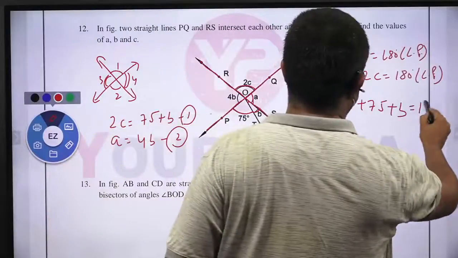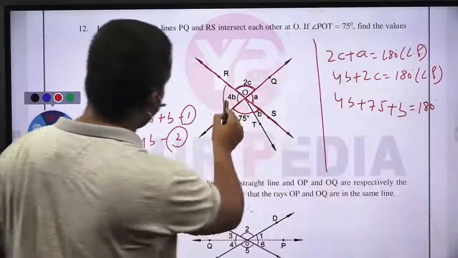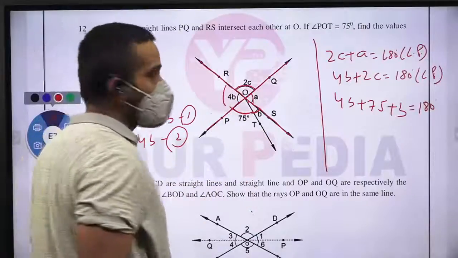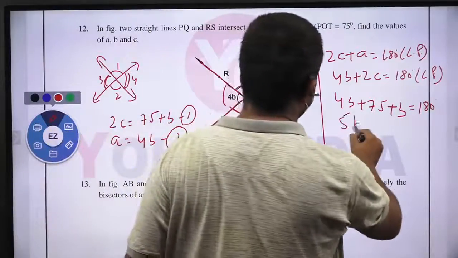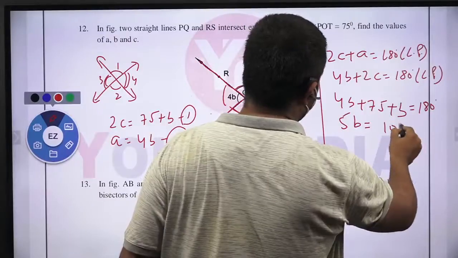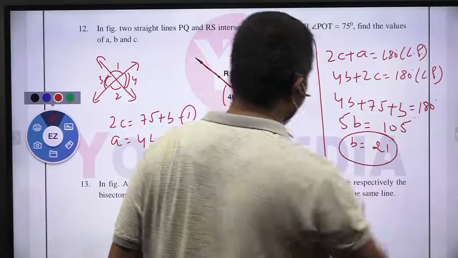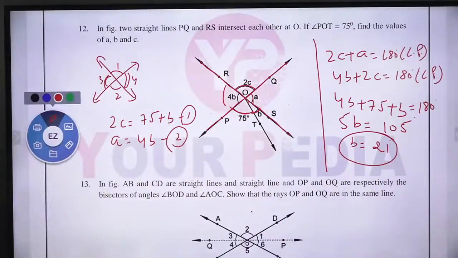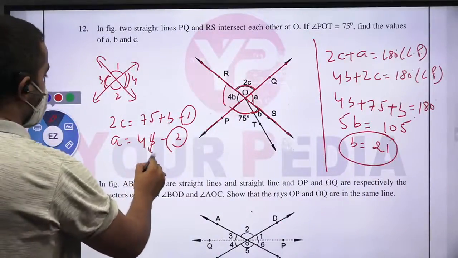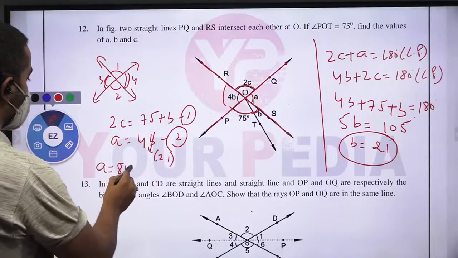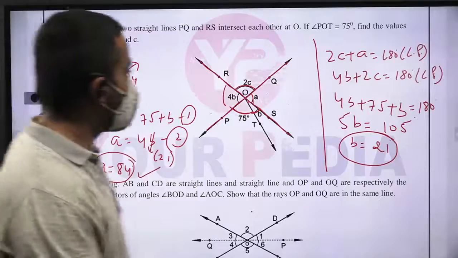So that is 180. 4B plus 75 plus B will form a linear pair also, so that is 180. So 5B is equal to, from here we can get something, 105. So B is 21 degrees. If B is 21, let's substitute in the second equation. So A will come out to be 84. A is 84, B is 21.